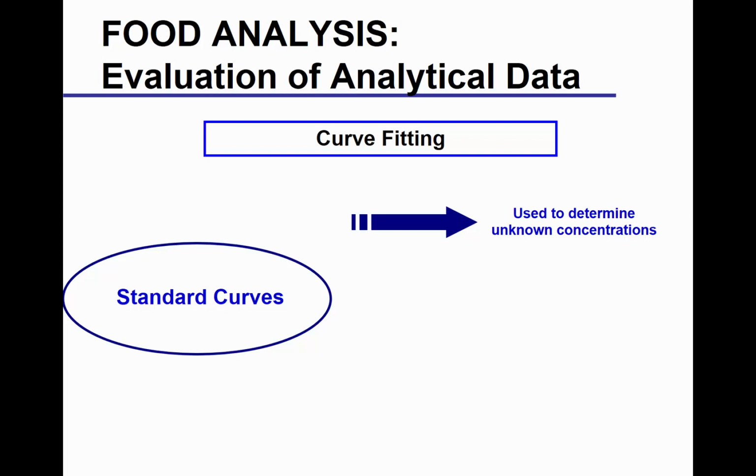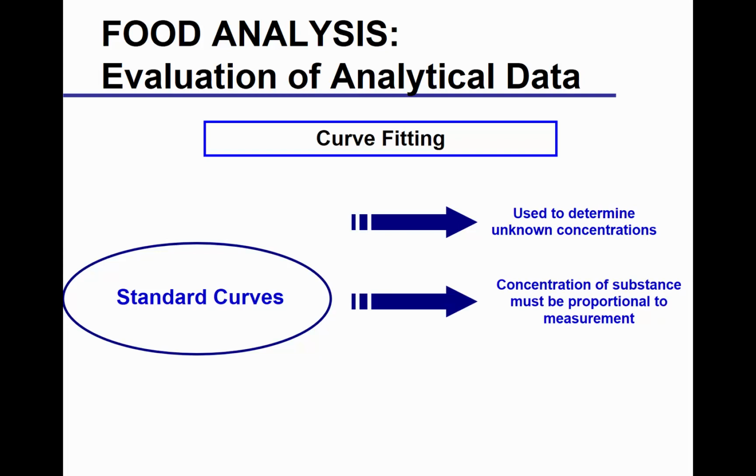I'll explain that in a minute, but you would determine the concentration of a substrate only when you have a proportional correlation. When you do have a correlation, and most of the time in food analysis, you work with linear regression. That means you have a linear relationship between the amount and the absorbance, for example, if you're measuring absorbance.